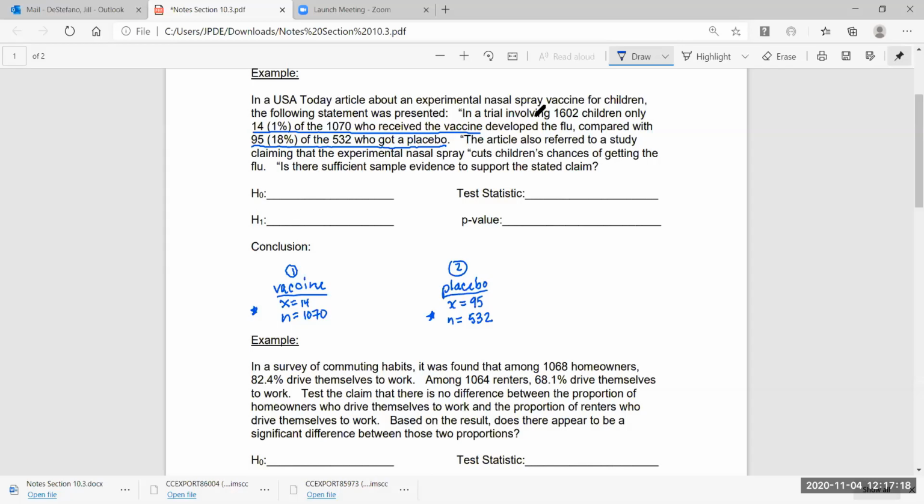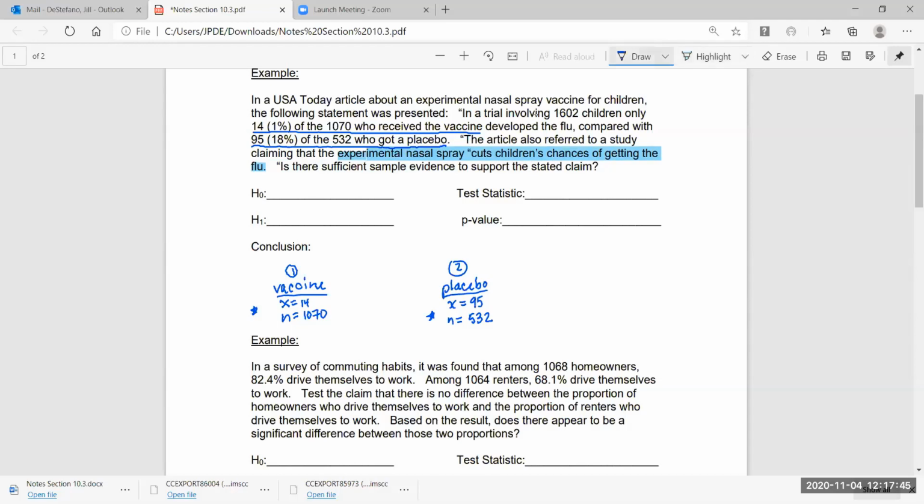Now I'm going to go write my hypothesis statements. And one of the things about this problem, it doesn't say test the claim that. So you have to think about, well, what are they claiming? It says the article referred to the study claiming that the experimental nasal spray cuts children's chances of getting the flu.